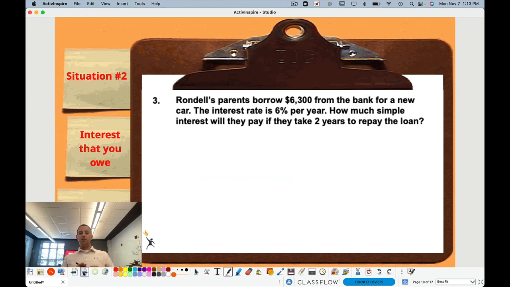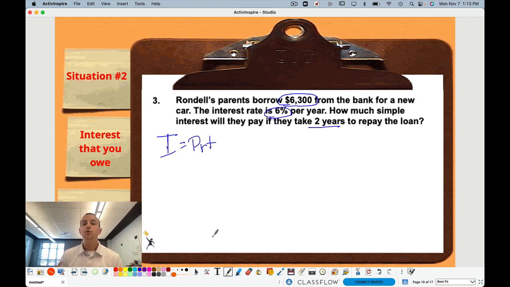Now we have our second situation. Our second situation is a very common thing. Instead of putting money in the bank, you're borrowing money from them. And you typically pay a higher interest rate. It's based on the rate set by the Federal Reserve. And if you're watching the news, you'd see all this. There's a lot of information about that. So Rondell's parents, it's the same formula though. It's still interest equals principal, rate, and time. So here's my principal, here's my rate, and here's my time.